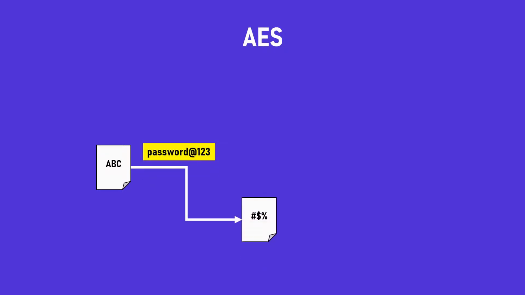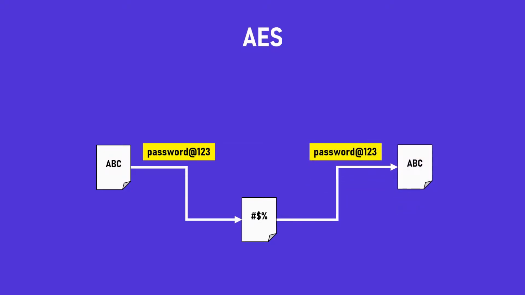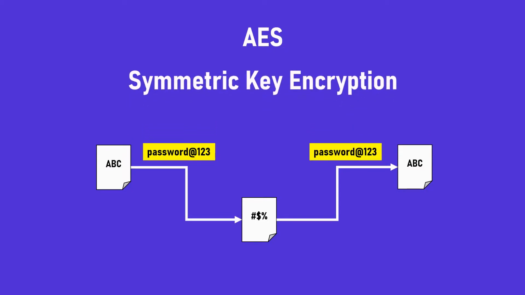Now you have the encrypted file. Now if you want to decrypt the file, you use the same password, right? Use the same password and you get back the file. So here we are using the same password for encryption and decryption. That is why it is called a symmetric key encryption.